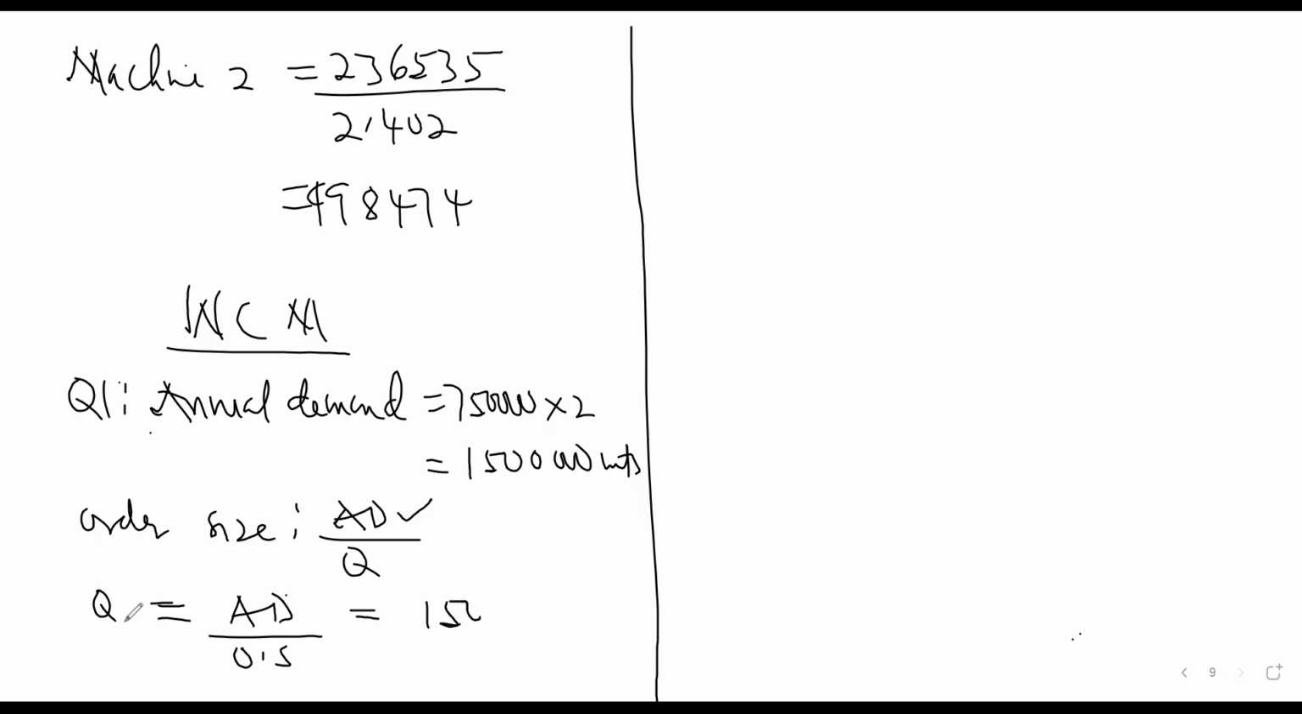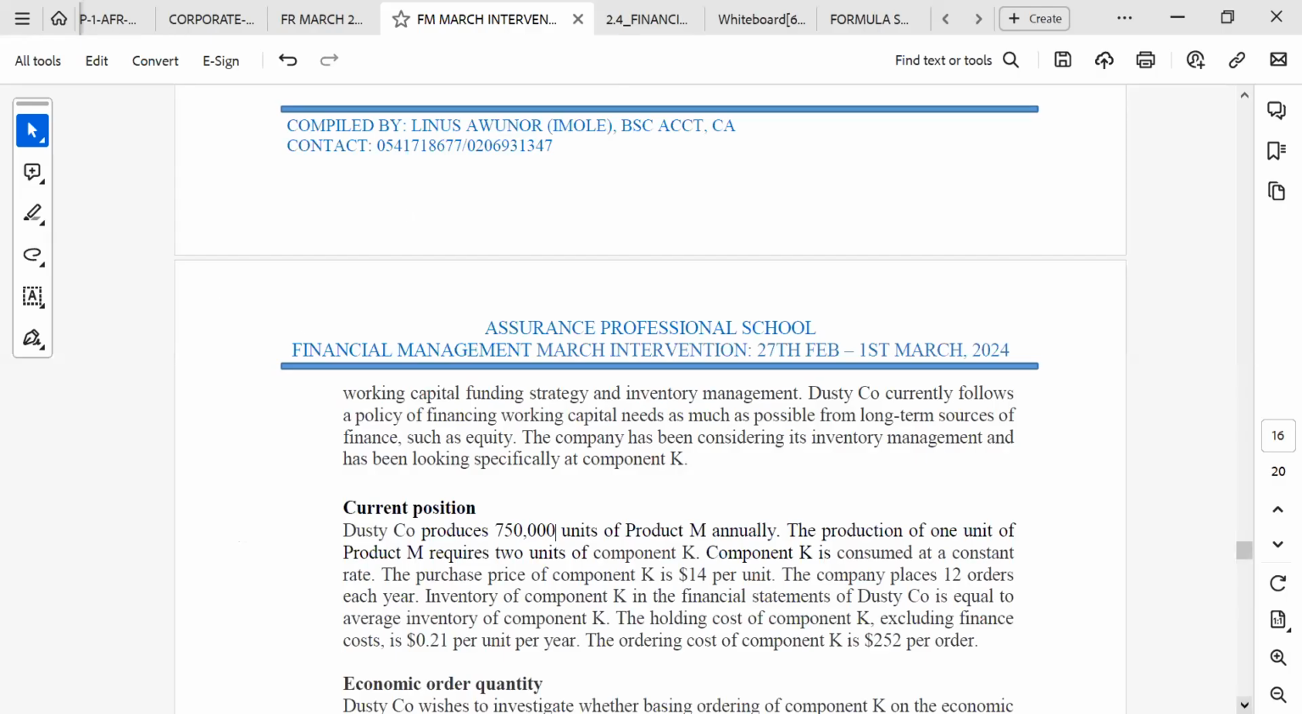So that will be 1.5 million divided by 12. What is our quantity per order? 125,000 units. So for any order that we are placing right now, it is 125,000 units that we are receiving. After knowing this particular position, we can now go ahead to do whatever they are asking us to do.